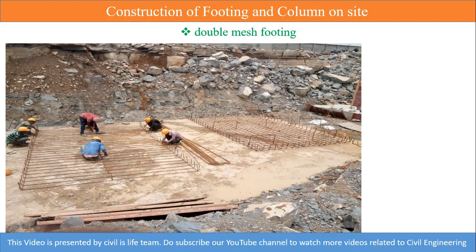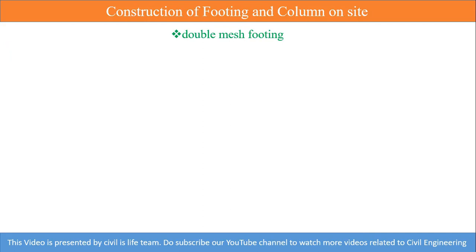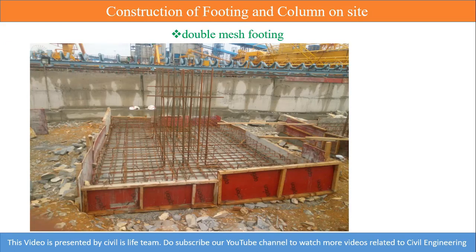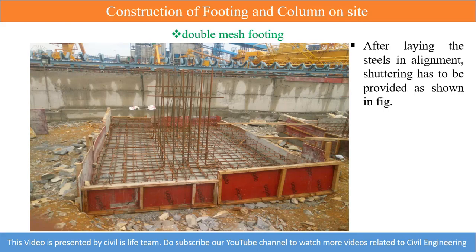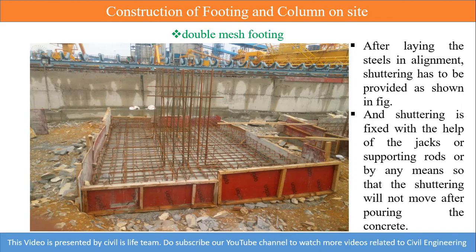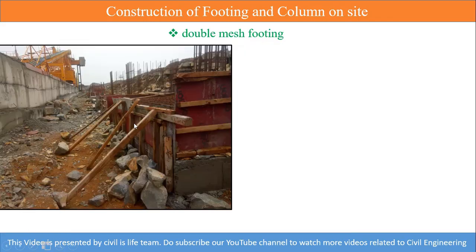Next here, this is already a leveled ground, so they are going to tie the bars there itself and they will proceed. After laying the steels, we have to fix the shuttering so that we can pour the concrete. The shuttering has to be made rigid with the help of the jogs, supporting rods, or by any means. So if you see in this one, next here also you can see, they have kept the stones also.